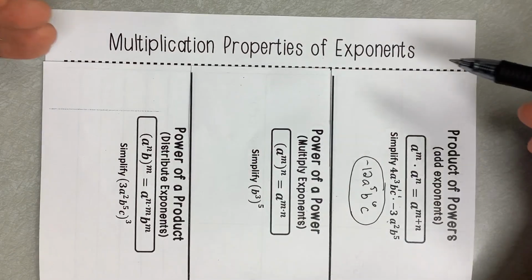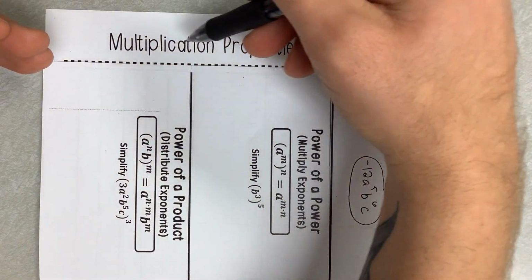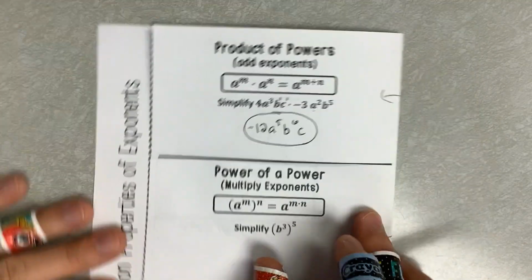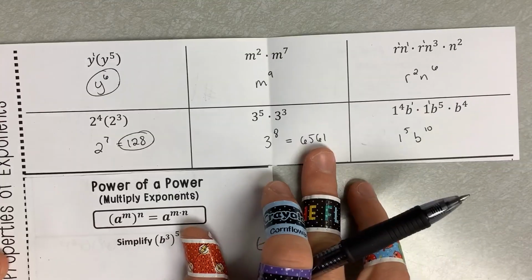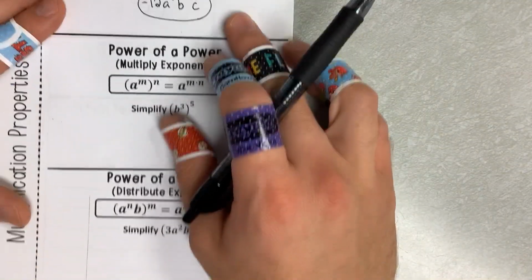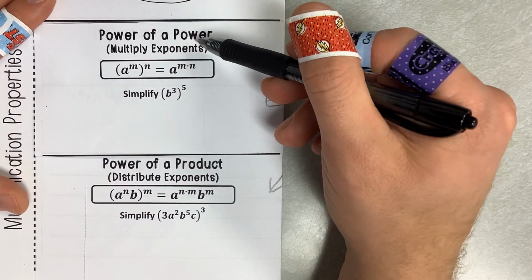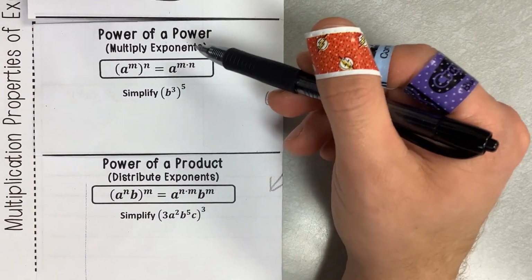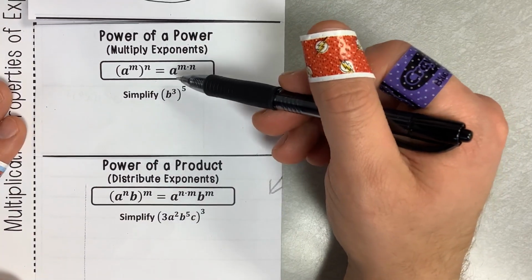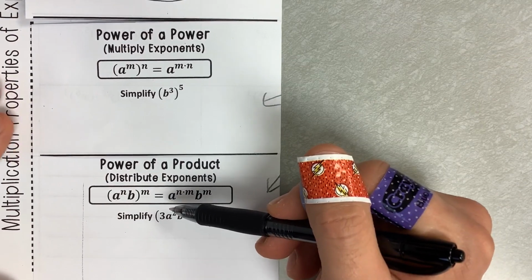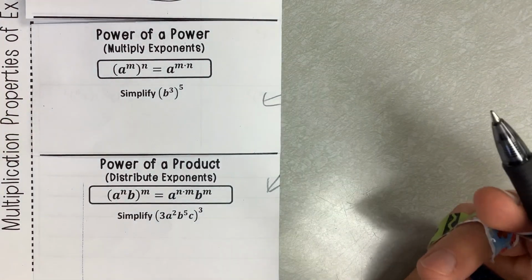Okay, guys, day 2 of the same foldable, multiplication properties of exponents. We already did this first flap, so we're gonna go ahead, close that up, move on down. Power of a power, okay? We have an easy version and the big boy and girl, more fun version. We're gonna jump into that today.